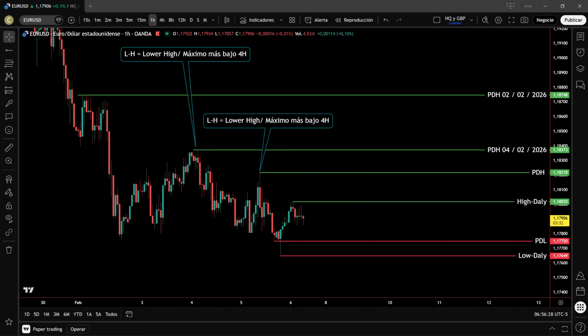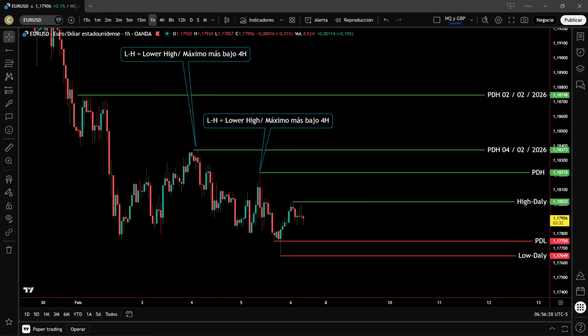Moving into the 1-hour timeframe, today's operational scenario becomes crystal clear. Prior to the New York session open, we have already located and perfectly defined the high daily and low daily for the current day. The daily high has been established at 1.18020, while the daily low sits at 1.17649. These levels represent our initial working range and are fundamental to understanding where liquidity will shift during the session overlap.